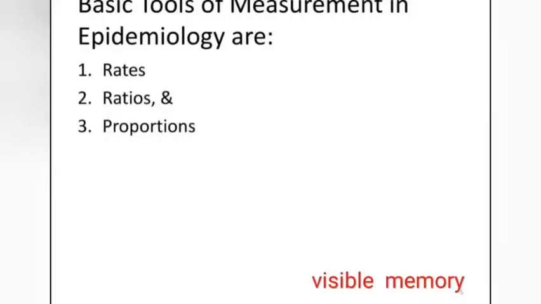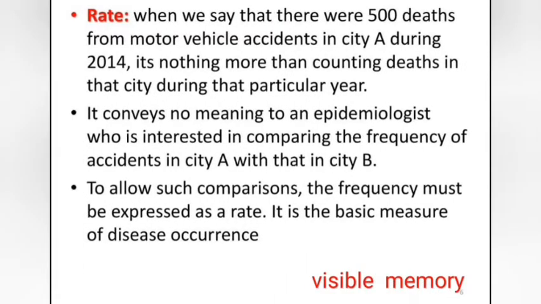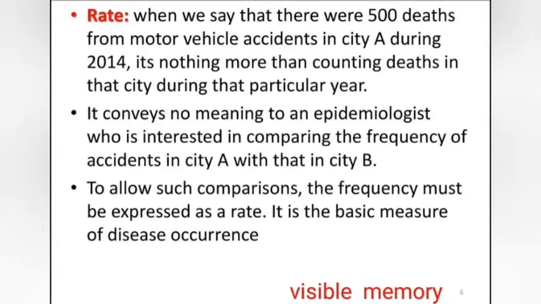So the basic tools of measurement in epidemiology are rates, ratio, and proportion to measure the frequency of morbidity and mortality. First of all, we will discuss rate. Rate is the occurrence of some particular event in a population during a given time period. So when we say that there were 500 deaths from motor vehicle accidents in city A during 2014, it is nothing more than counting deaths in that city during that particular year. It may be helpful for a municipal administrator to provide some health services.